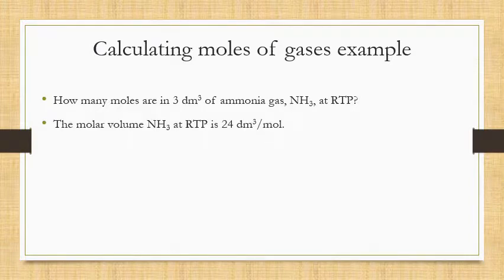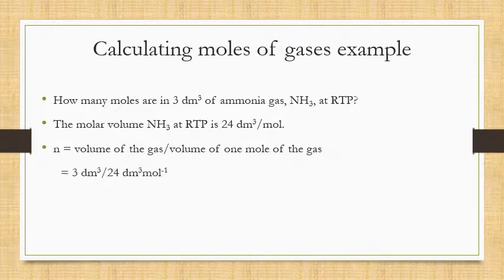Right. So the molar volume of ammonia at RTP, we already know is set. It's 24 decimeters cubed per mole. Number of moles, through that equation, is the volume of the gas divided by the volume of 1 mole of that gas. It's going to be 3 divided by 24, or 0.125 moles of ammonia. And that's the answer.